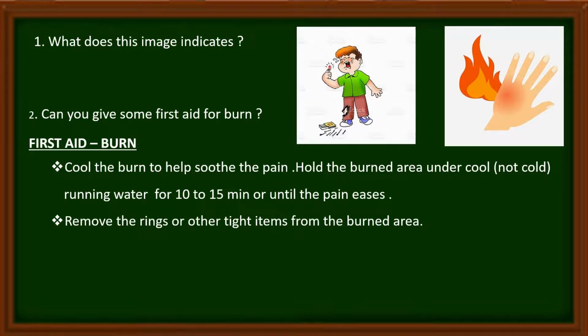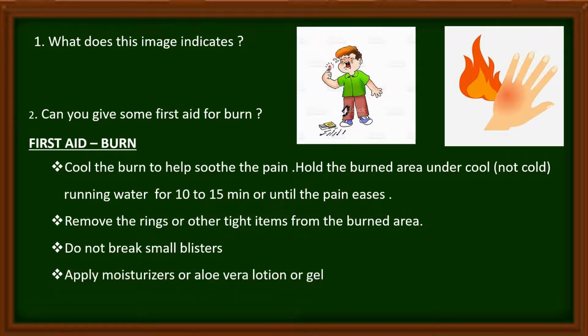Next, remove the rings or other tight items from the burned area. That is also very important. Very carefully remove the rings or other ornaments. Do not break small blisters. You may have some small blisters after the burn, but do not break them. Let them be there. Then apply moisturizers or aloe vera lotion or gel. Many of you may use paste or anything like that, but don't do that. Use only moisturizers or aloe vera lotion or gel.